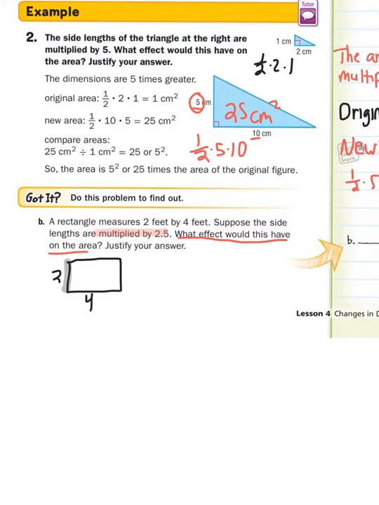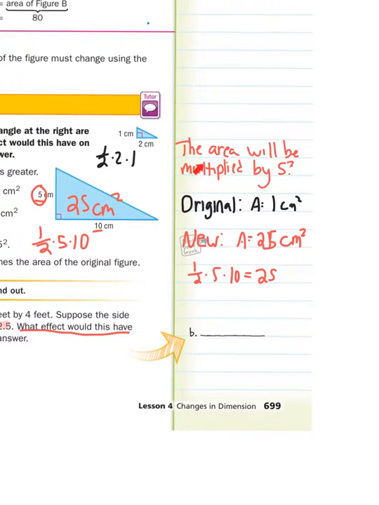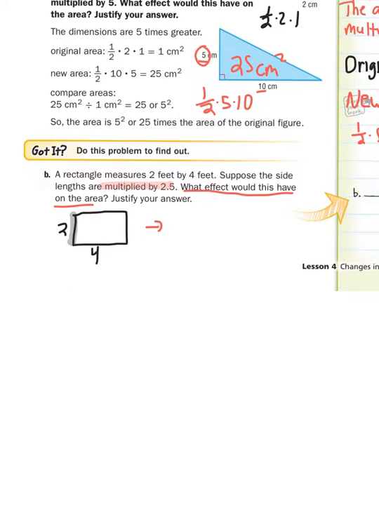Now what I want you to do is write down this part right here in words. Remember, as a model, in the example, this is where I wrote down my effect: the area would be multiplied by 5 squared. Now this is a different problem. So pause the video, write down what you think the effect will be, and then restart the video and we'll see if you got that part right. Okay, pause it now.